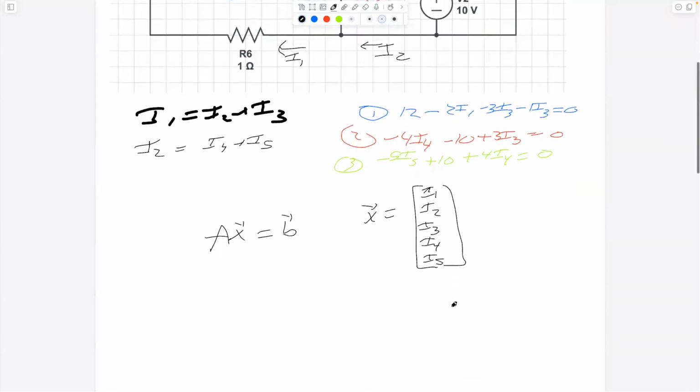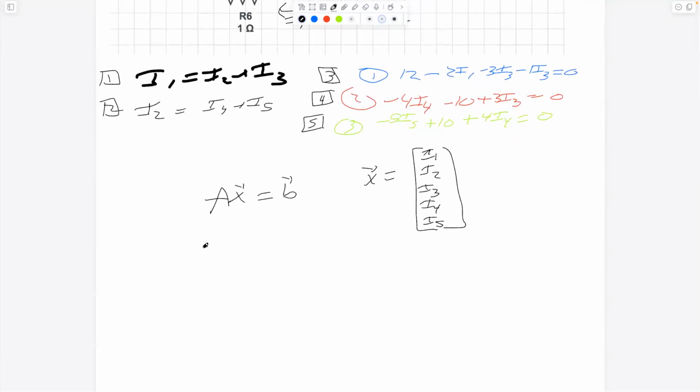So I want to write this where all of my I1s line up, all my I2s line up, and so forth, and all my numbers are on the other side. So I'm going to number these equations using boxes here. I know I numbered these loops as loops, so I'm going to call the equations something different. And I'm going to write them all in the same form. I want them to go I1, I2, I3, I4, I5, and then any numbers left over on the other side.